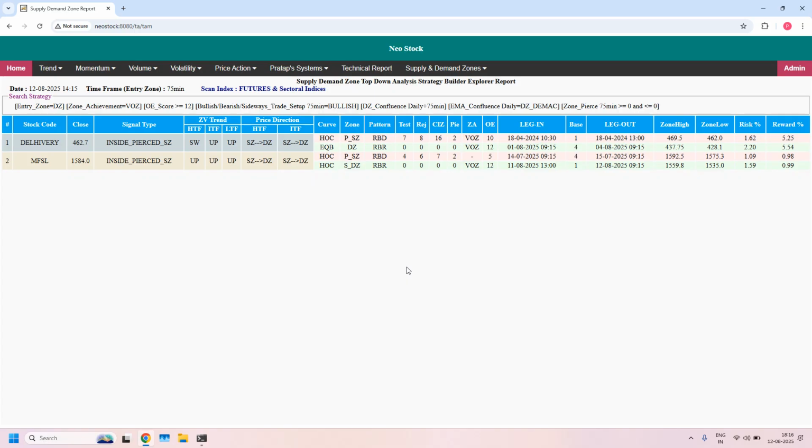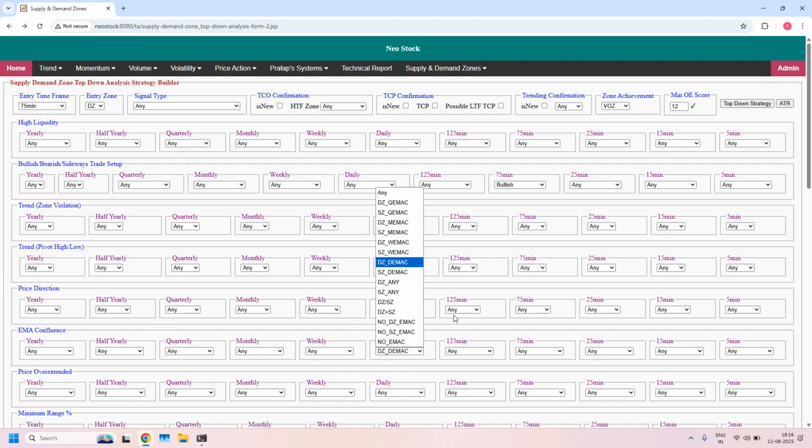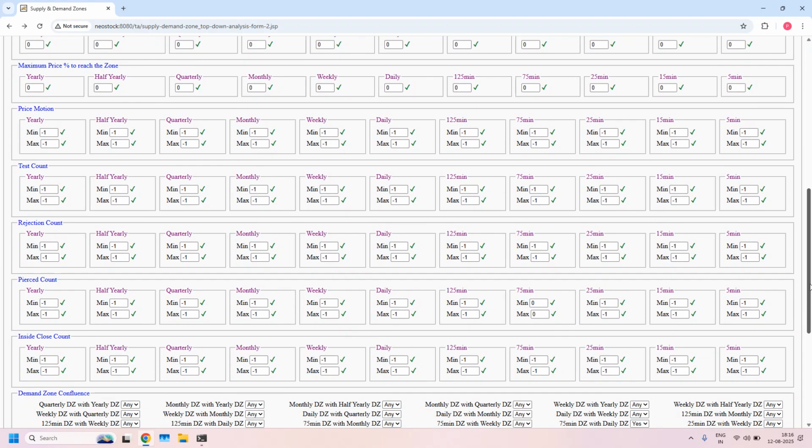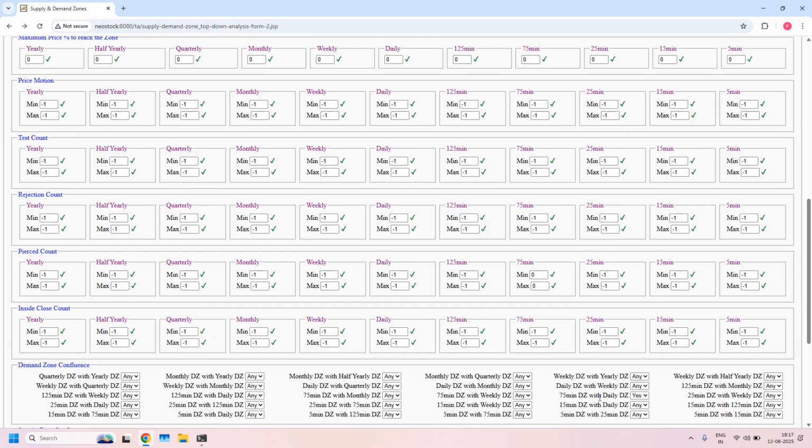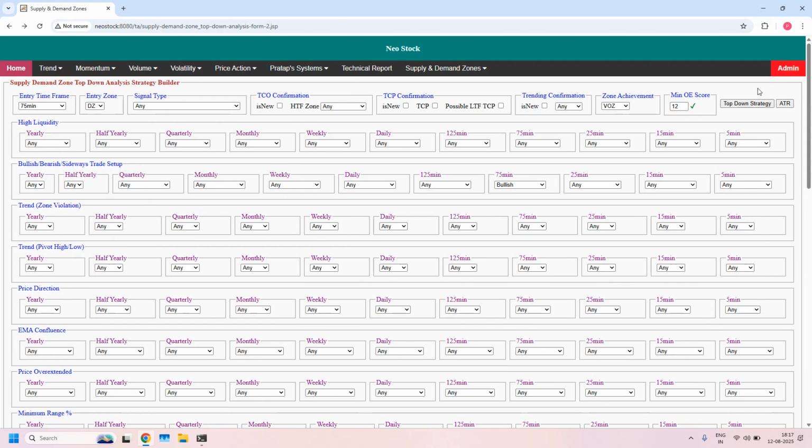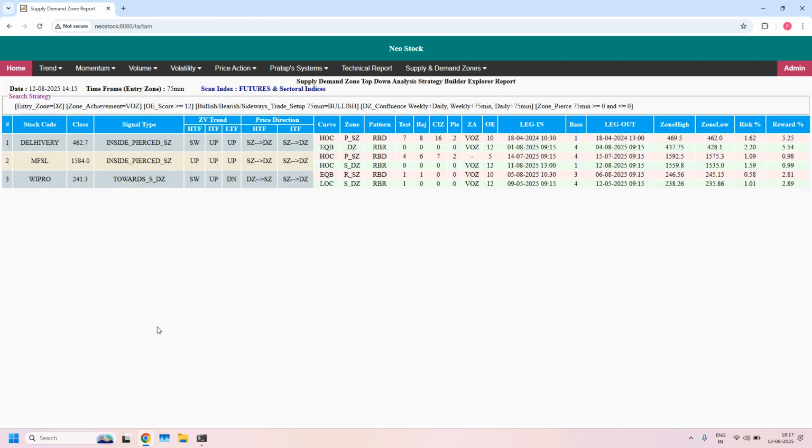Okay, one more filter, LTF, ITF and HTF demand zone confluence. After that HTF EMA confluence. Let us verify that combination also. Removing ITF EMA filter. In the demand zone confluence, 3 filters we have to set. First one is already enabled, 75 and daily. Next 75 and weekly demand zone confluence, daily and weekly demand zone confluence. With all the 3 filters, we got 3 stocks.